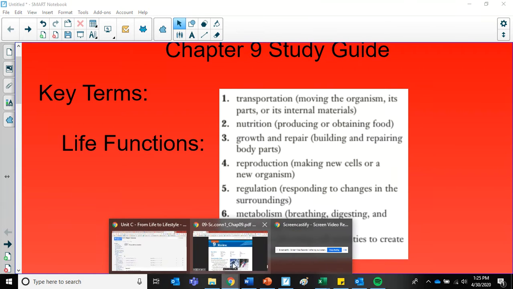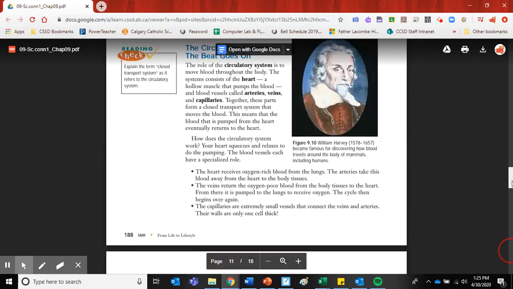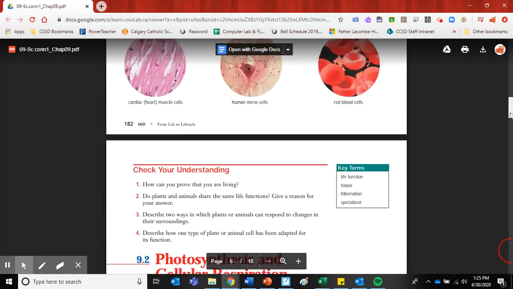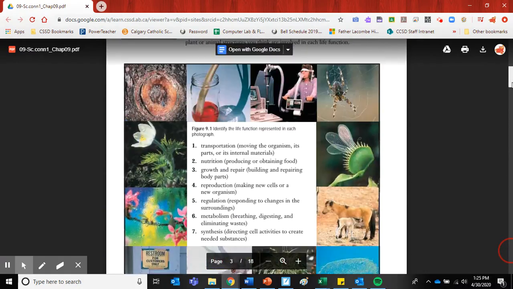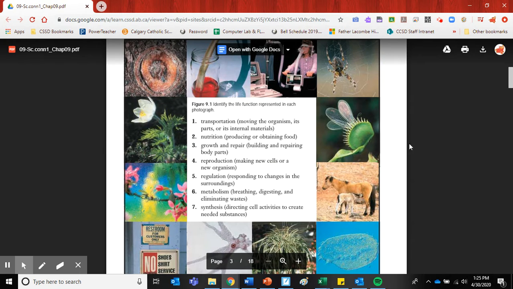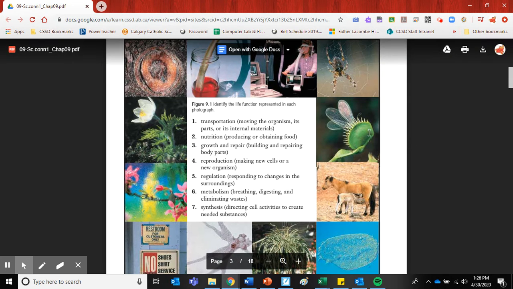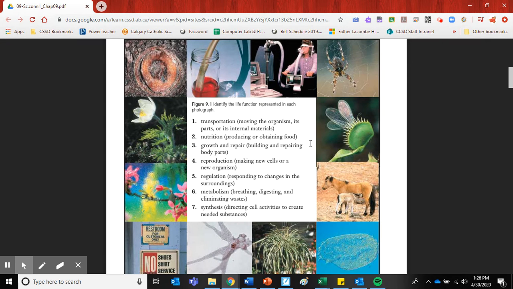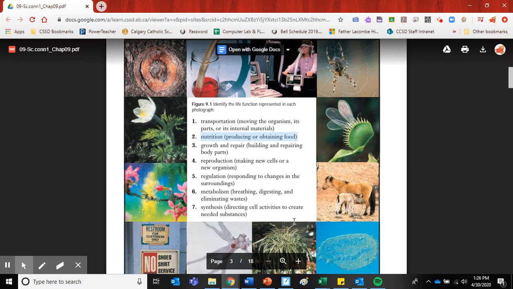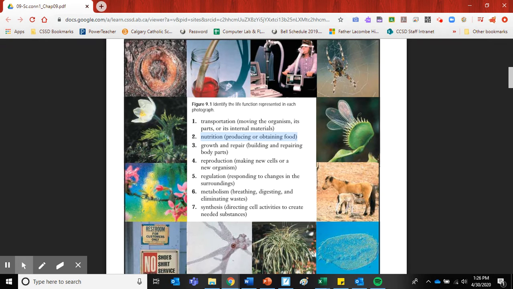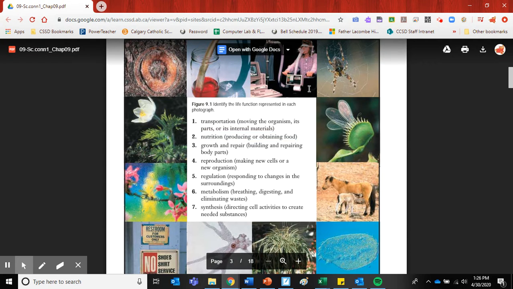So if we go back through the textbook, all the way back at the top where I got these notes from, we have different images. Through these images, which one is representing the life functions? You see a Venus flytrap getting a fly. Well, I could see that as nutrition and obtaining food. This horse, you see a little horse getting mother's milk. Same thing, nutrition.